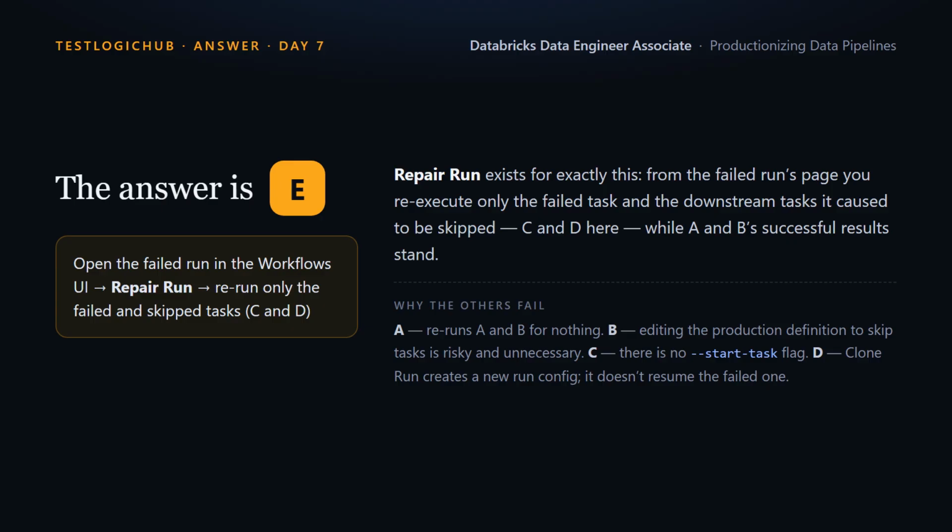Starting over from task A wastes compute. Editing the production workflow definition to skip tasks is risky surgery you never needed. There is no start task flag on the CLI. And clone run creates a brand new run configuration. It doesn't repair the failed one.